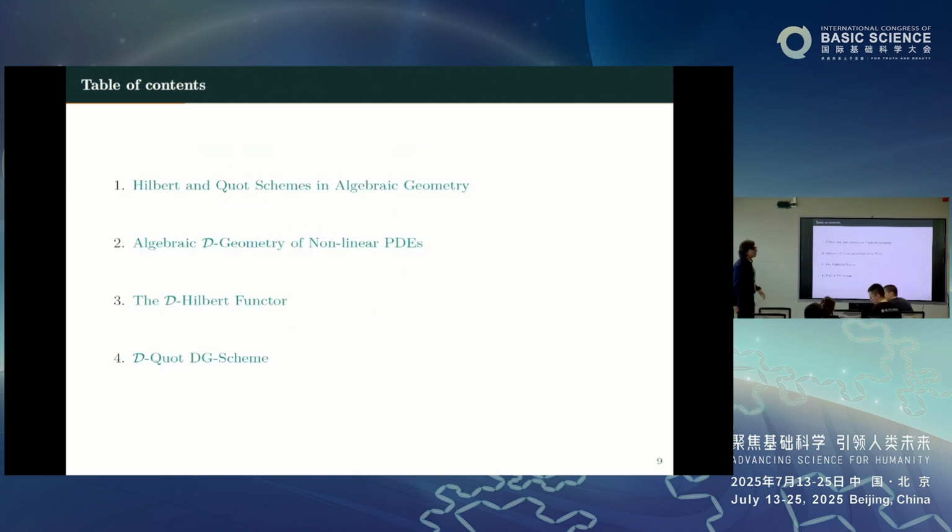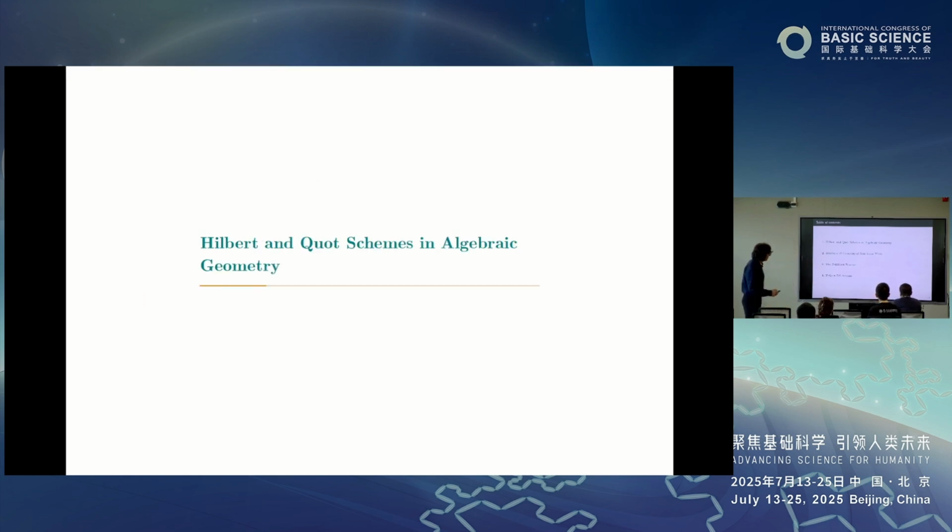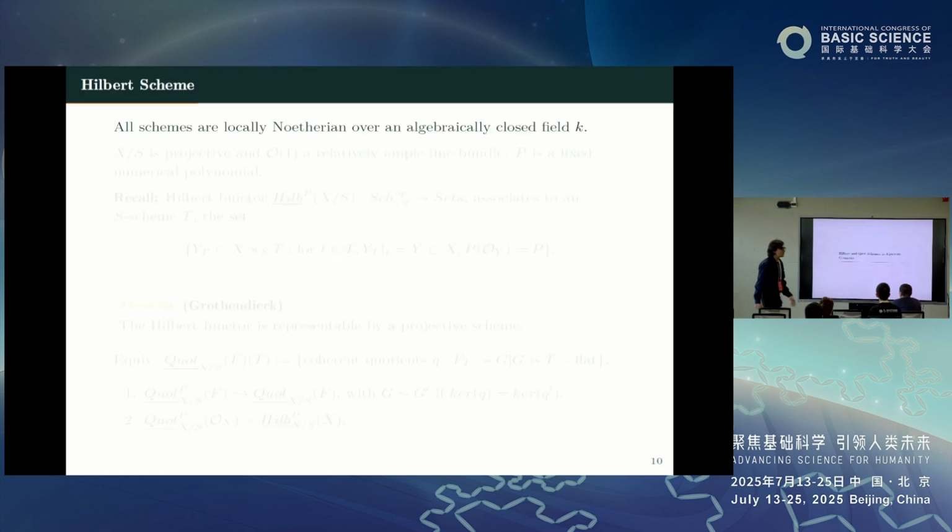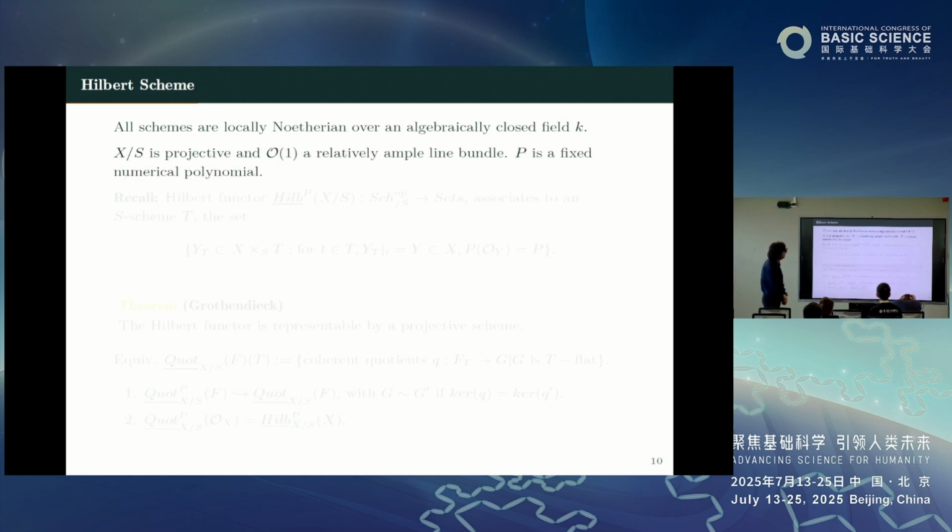All right. So let me tell you about this parameterization. Hilbert schemes and Quot schemes in algebraic geometry do the parameterizations, and I need to tell you a little bit of these ingredients, how to modify these things for D geometry, and define for you D Quot and D Hilbert functors. Okay. So Hilbert and Quot schemes are algebraic geometry. Here we are assuming that all the schemes are locally Noetherian over some algebraically closed field K.